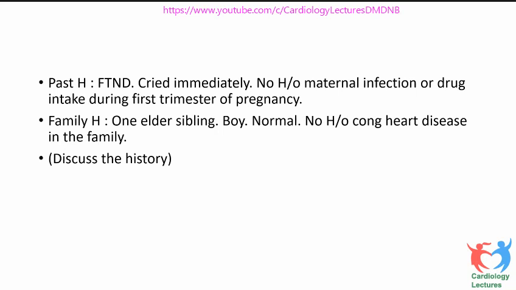Gaurav, read. Yes, sir. Past history, sir. There is a full-term normal vaginal delivery, sir. Cried immediately. No history of maternal infection or drug intake during first trimester of pregnancy. Family history, sir, there is one elder sibling, boy, normal, no history of congenital heart disease in the family. Okay, right. There is nothing special. So we'll go to the physical findings.